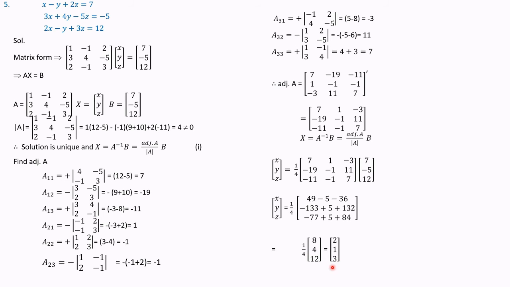So therefore it has to be compared with X, Y, Z. Therefore X is equal to 2, Y is equal to 1 and Z is equal to 3. On the right hand side, please write matrix X, Y, Z in your book. Somehow it has been missed here. Therefore X is equal to 2, Y is equal to 1 and Z is equal to 3. Next.